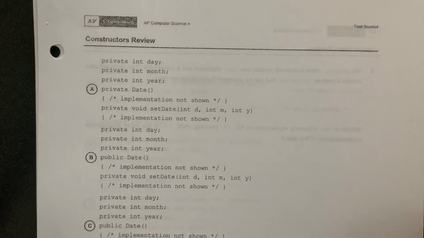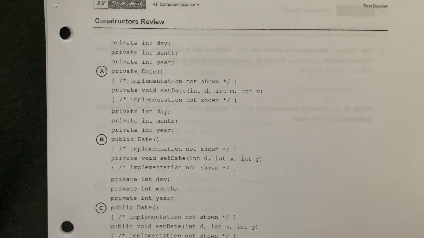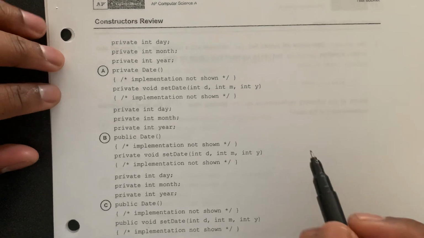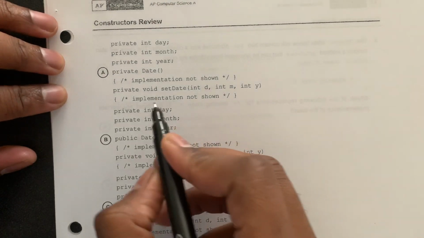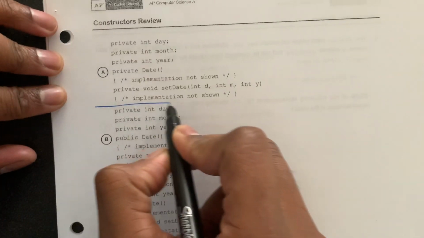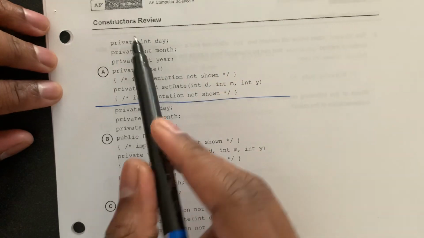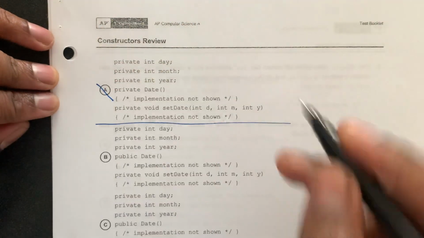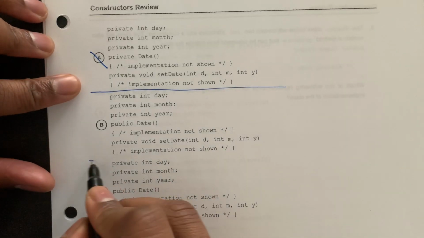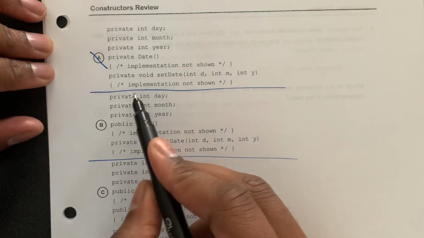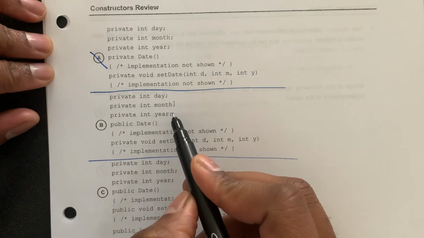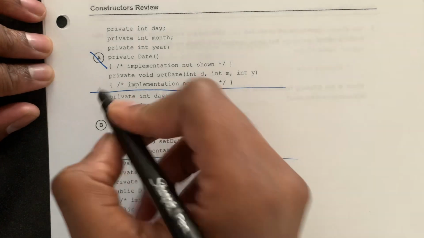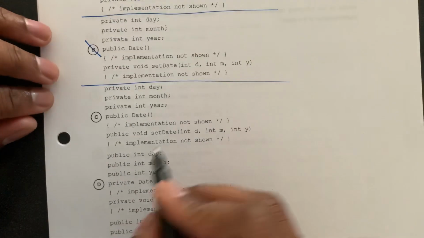So we need to see which one of these is going to be the proper implementation. So remember, our date method needs to be public. So if we're looking at A, these are all of the options. Everything's private, so that's going to be an automatic red flag. For B, the 3 instance variables are private, the constructor is public, and the method is private. So B is also going to be incorrect.